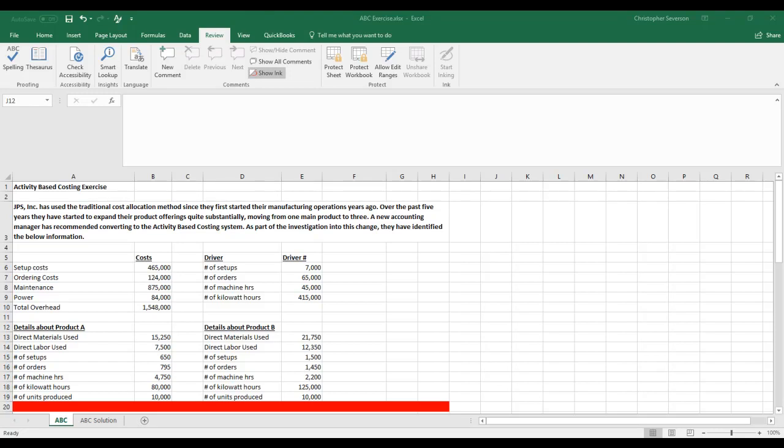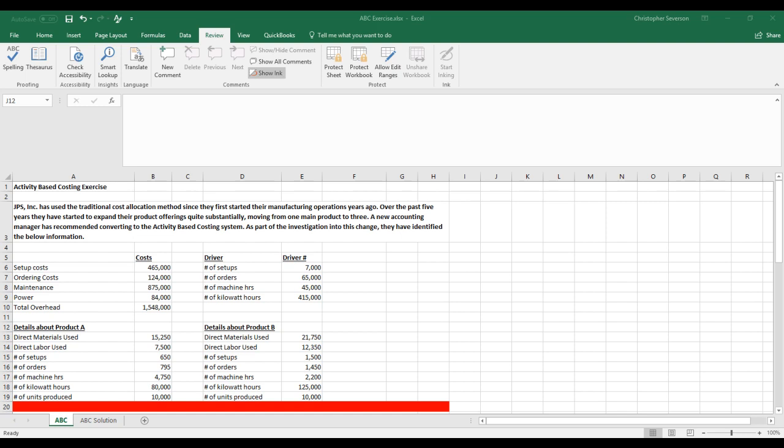In this exercise, we are going to be looking at the difference between traditional cost allocation of overhead and activity-based costing. We're going to calculate the actual overhead, the total product cost, and the total product cost per unit under both methods, and we're going to see how they compare.